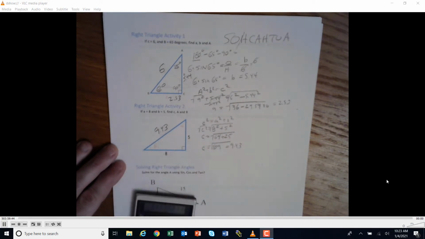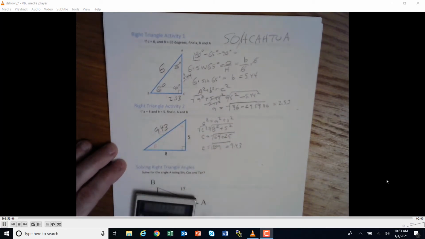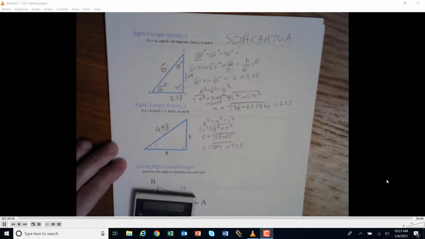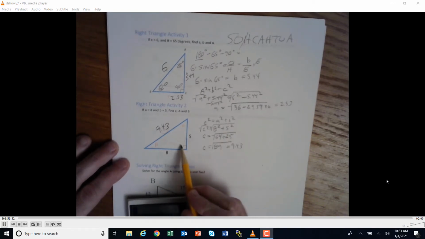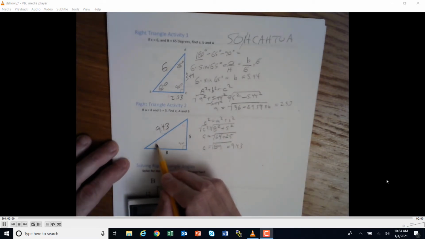9.43 is that side right there. Okay. Now I need to get an angle, which means I'm going to have to use an inverse trig function because I've only got one angle here, 90. I don't have either one of these, all right? So I'm going to use, for example, sine, and let's figure out this one right here.